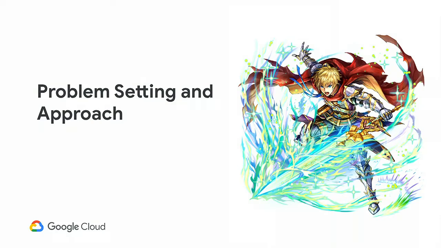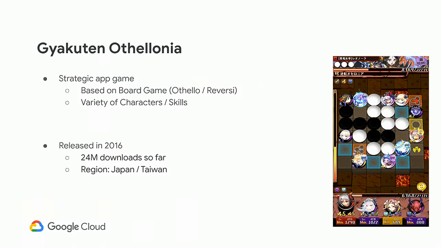First, I'd like to talk about the problem we had and how we challenged ourselves to solve these issues. This game, Gyakuten Othellonia, is a strategy game. The player's action is based on the board game called Othello, or Reversi, and the players put black and white pieces alternately. What is unique about this game is that each piece has its own skills, which adds strategic components to the battle. When you start playing the game, there are varieties of play styles, and endless exploration is required to master the game.